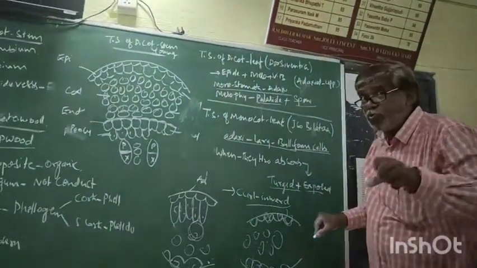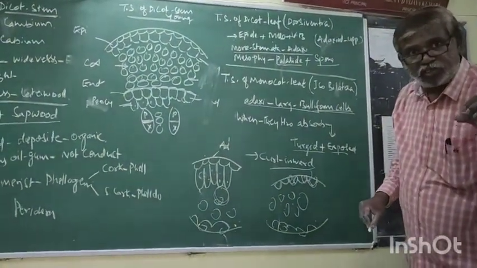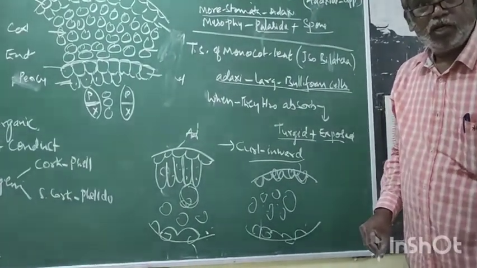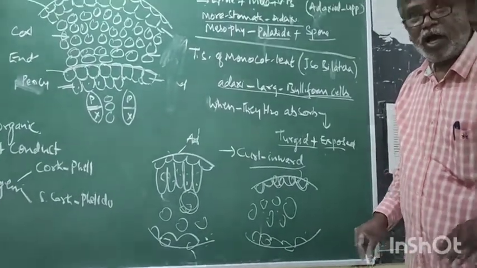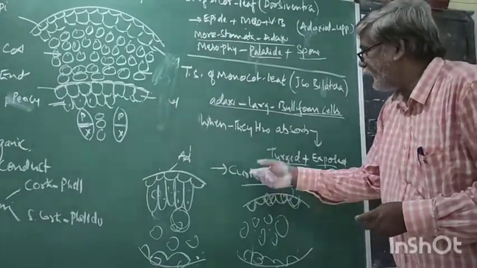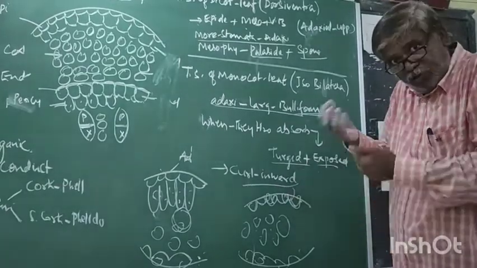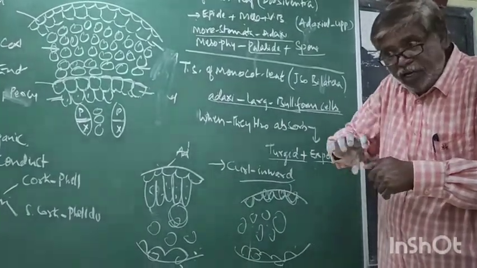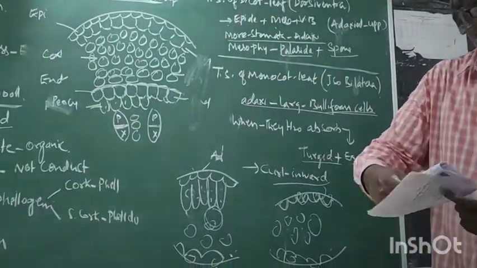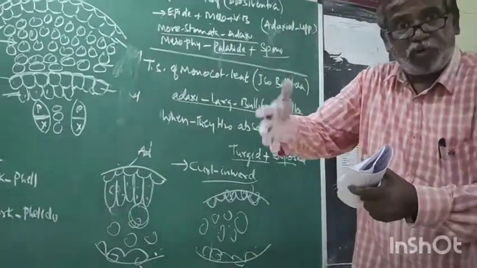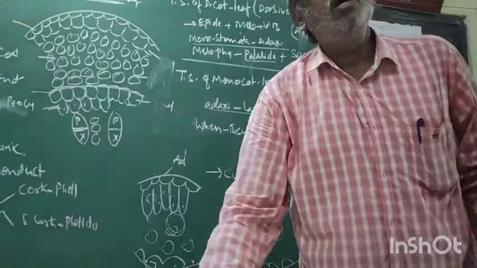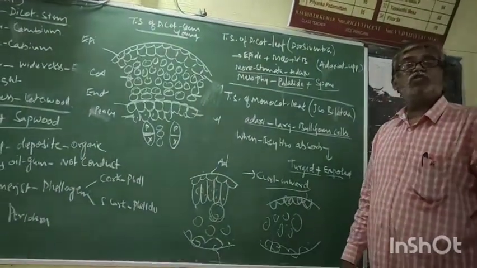When these bulliform cells absorb water, if sufficient water is not there in the soil or atmosphere, moisture is less, soil is also dry, so water content is less. Hence the bulliform cells curl, folding inwards. This means the leaf is curling like this. When it is curling, the surface area decreases and the rate of photosynthesis decreases. Hence, this is the important function of bulliform cells, which are present in monocots.